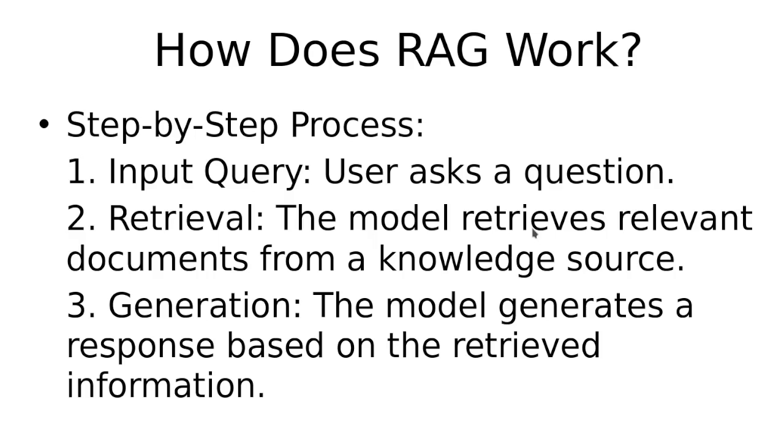How does RAG work? The step-by-step process is: input query. The user first asks a question, right? And then retrieval. The model retrieves relevant documents from a knowledge source. And then generation. The model generates a response based on the retrieved information. So for the user input query, first the retrieval system will retrieve relevant documents from a knowledge source or external knowledge. Then, once it gets the context information, it will send that context information along with the input query to the LLM to get the output.